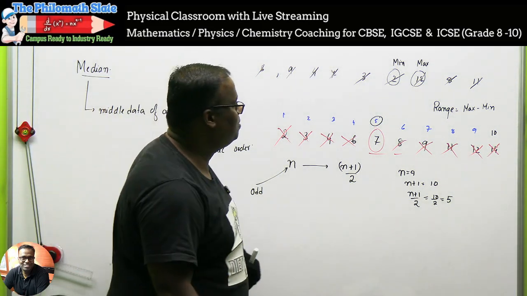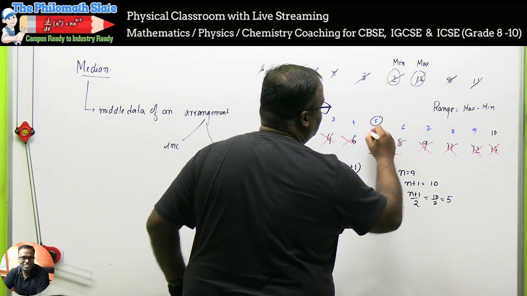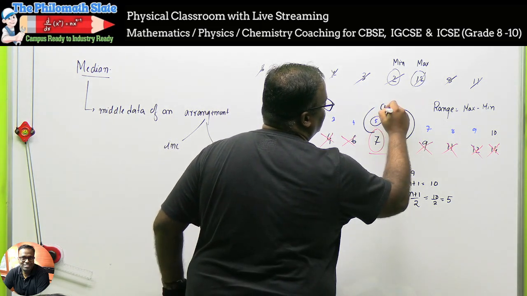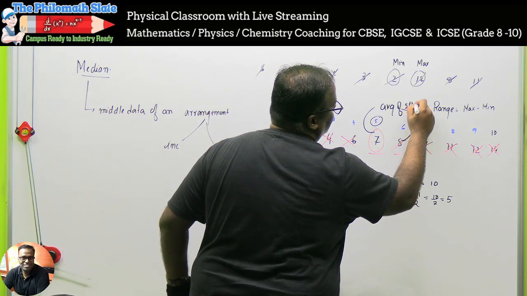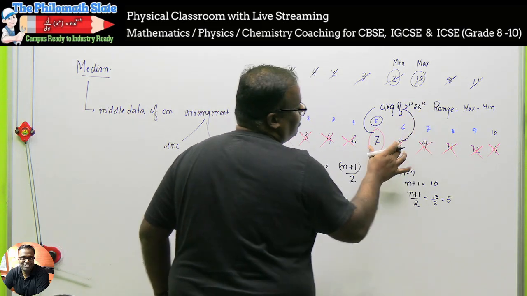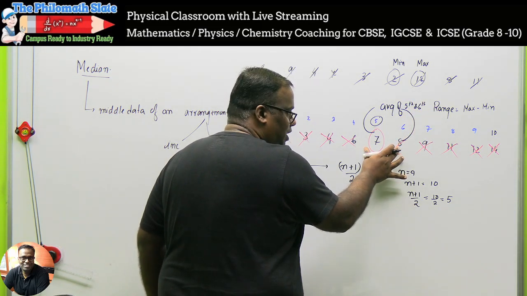So now what is the mean? Sorry, what is the median? The median will be the average of the 5th and 6th. So 7 plus 8 is how much, child? 15. 15 divided by 2?